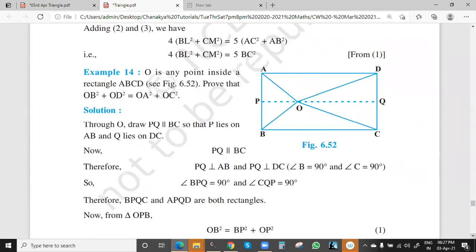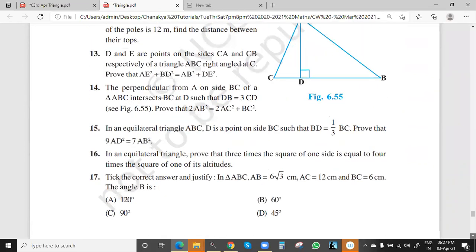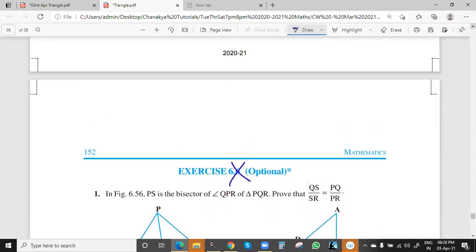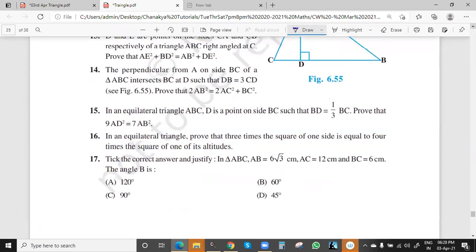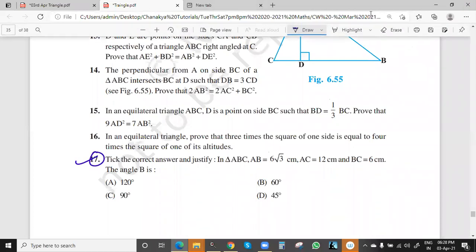Here we have this exercise 6.6, and after 6.6 now we have the optional exercise. The optional exercise is not required at this point of time. If anyone wants to solve, then they can solve, but normally questions will not be asked from the optional this time. So question 17, one last question for today. The remaining questions we'll see in our next session for triangles, and then we'll start the next chapter. The next chapter will be linear equations in two variables.